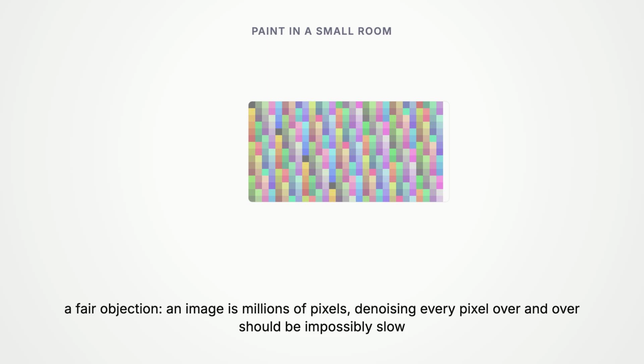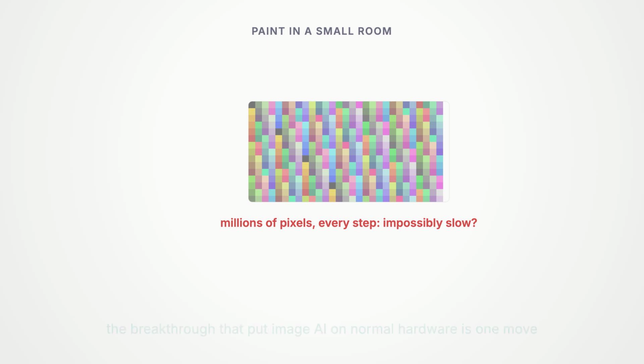Doing all of that on every pixel, over and over, should be impossibly slow. So how does this ever run on a laptop in seconds? The breakthrough that put image AI on normal hardware is one move. Do not do the noisy dance on the raw pixels at all.